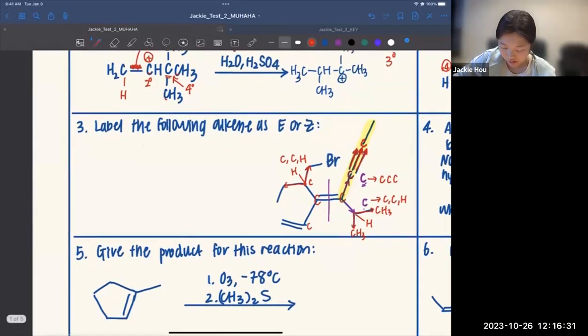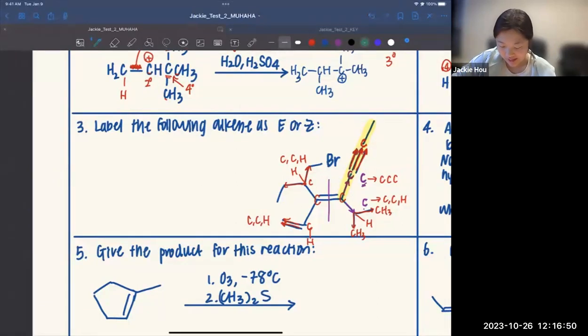That way I can designate if there are any differences. Okay. And then for this carbon over here, I have one carbon, and what's not shown is there's actually going to be a hydrogen over here. So this one will also be CCH. And so you're like, wow, they're both CCH. So now I have to go a step further, right?